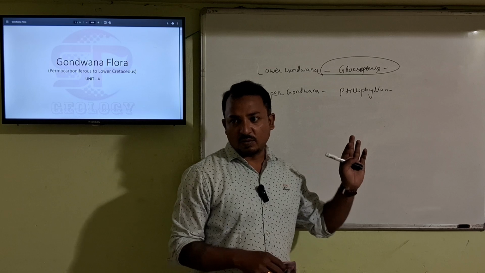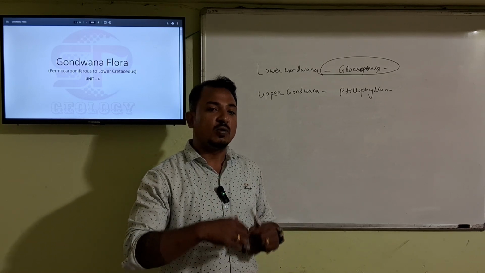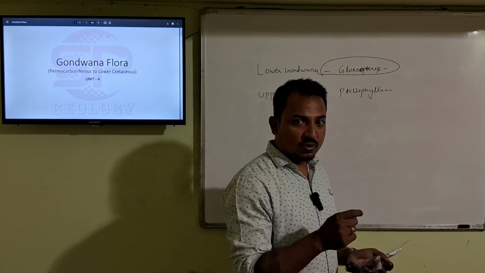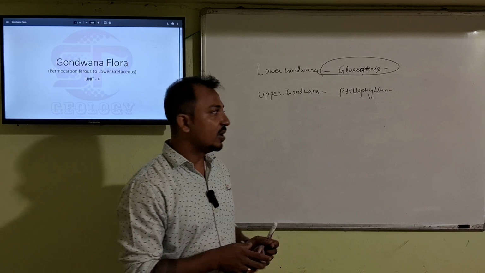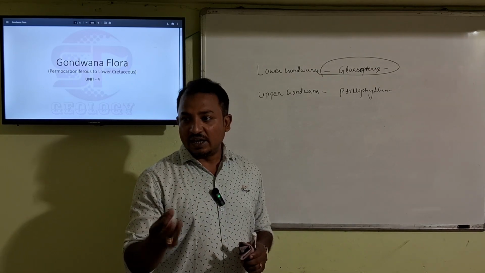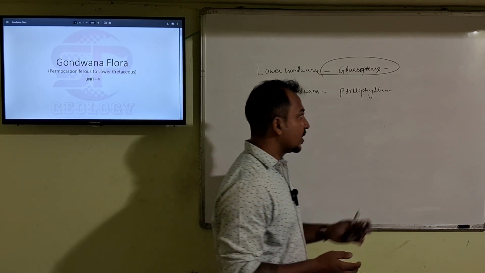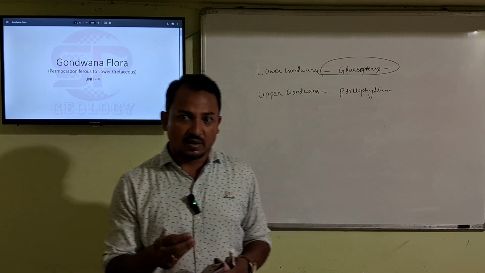These plant fossils are not the whole plant. They can be a leaf, a root, or a stem. So this is also very important. You have to remember, suppose Glossopteris, it is a leaf. Glossopteris fossil is a leaf. Vertebraria is a root. So you have to remember those things.